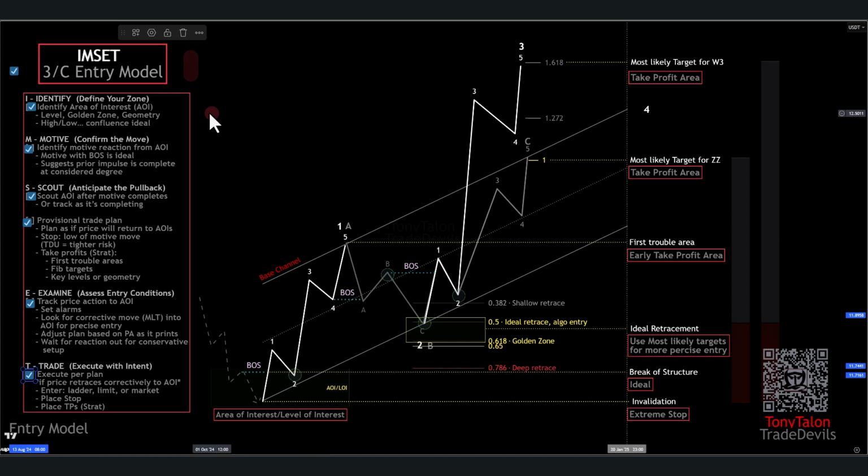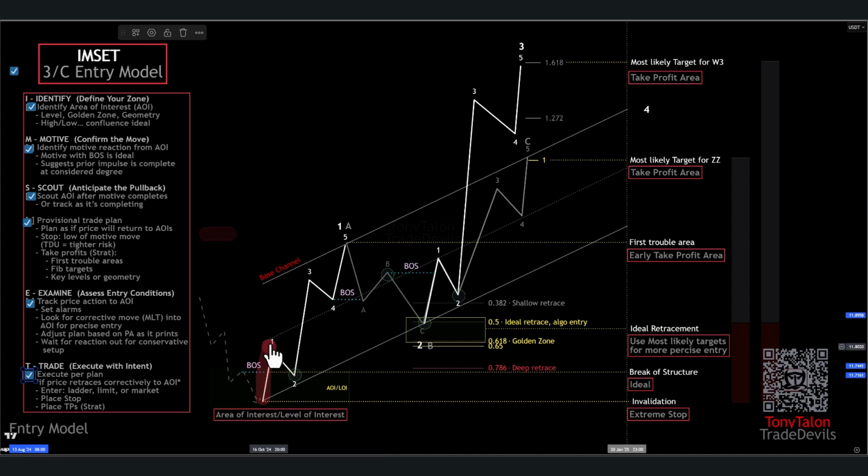Again, just to go through it, the first thing we're going to do is identify an area of interest, whether that's a level, golden zone, geometry, high, low, confluence area is ideal, or a pivot. If you think this is the pivot low and there's a huge move back up of equal or lesser strength, time to consider that that is an area of interest. This pivot can be an area of interest as well. We're going to look for a motive wave out of that area of interest. We have our area of interest here. We're looking for a motive move out, ideally an impulse that gives us a break of structure at some degree or considered degree. We're going to scout or anticipate the pullback, and we're going to plan for that trade.